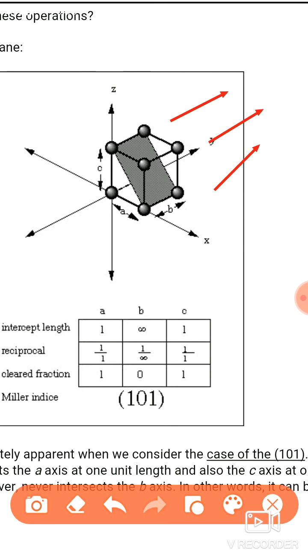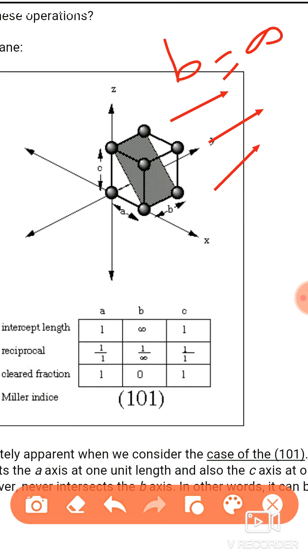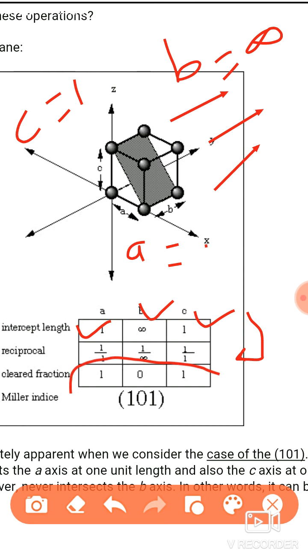We know that since it never intersects the y-axis, the value of B is equal to infinity. On the other hand, we are taking A equal to 1 and C equal to 1. Then the intersecting lengths are 1, infinity and 1. Now we take the reciprocals: 1 upon 1, 1 upon infinity, 1 upon 1. After the reciprocal, this comes out as 1, 0, 1. It is a set of integers, and this is the Miller index for a plane passing through x, y, z in this way, parallel to the y-axis.